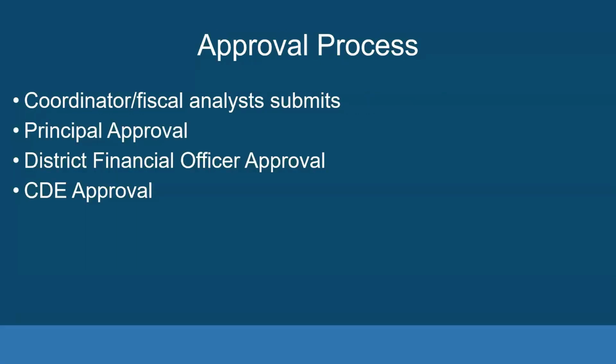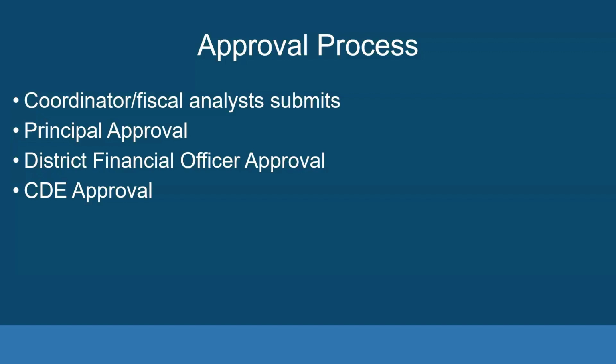And then once you do hit submit, so this is the coordinator. We usually have the CPA, the academy coordinator, or someone at the district office. Maybe it's someone from your fiscal team, such as the district financial officer or fiscal analyst. Anyone from this team can submit this.